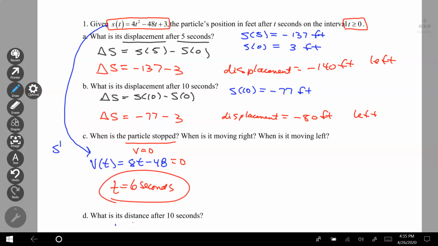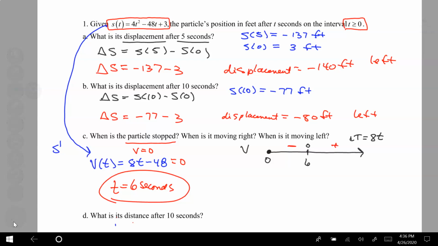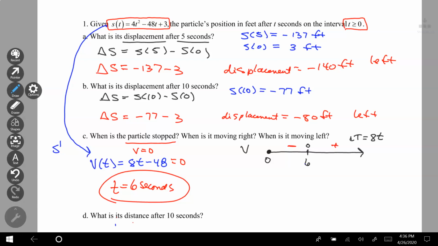Now I'm going to make a number line using 6 seconds. So I made my number line of my velocity equation. Notice it does not go left forever. It starts at t equals 0, so I started at 0 seconds, put 6 seconds on there when my velocity was 0, my leading term, and I have negative and positive velocities. So this is where it moves left, this moves right. So my left is from 0 through 6, and my right is from 6 to infinity.